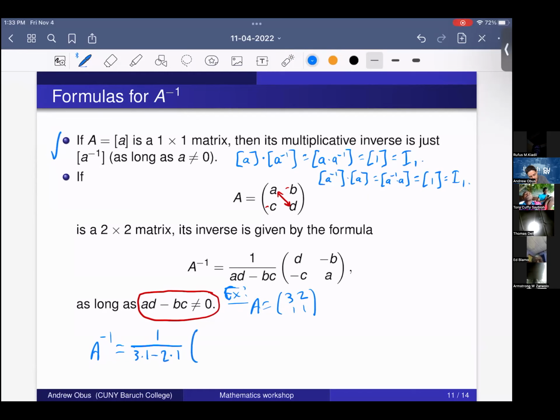And then I'm going to multiply it by this matrix where I switch the 3 and the 1. So that gives me a 1 and a 3. And then I negate this 2 and this 1. So I have minus 2 and minus 1. And what is that? Well, 3 times 1 minus 2 times 1 is just 1. So that's 1 over 1 times the matrix 1, minus 2, minus 1, 3. Okay, so this is the inverse.